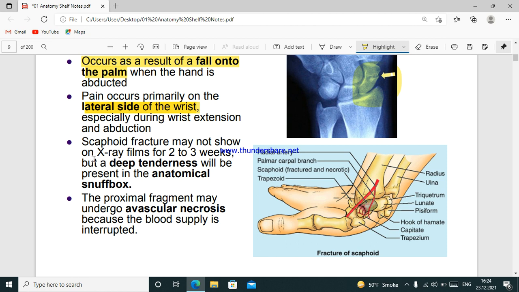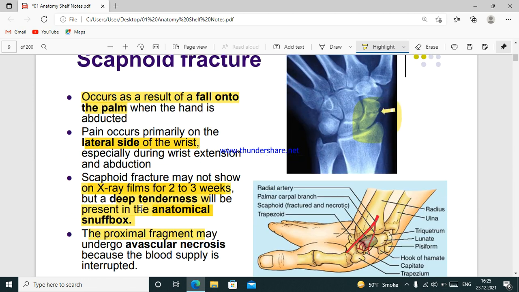A scaphoid fracture may not show on X-ray film. This point is to be noted: it may not show on X-ray for 2 to 3 weeks, but a deep tenderness will be present in the anatomical snuffbox. If a patient comes to our casualty, how will we know there is a fracture of the scaphoid? We cannot rely on X-rays for 2 to 3 weeks, but we can examine the position. We also watch for the proximal fragment undergoing avascular necrosis, because the blood supply is interrupted.